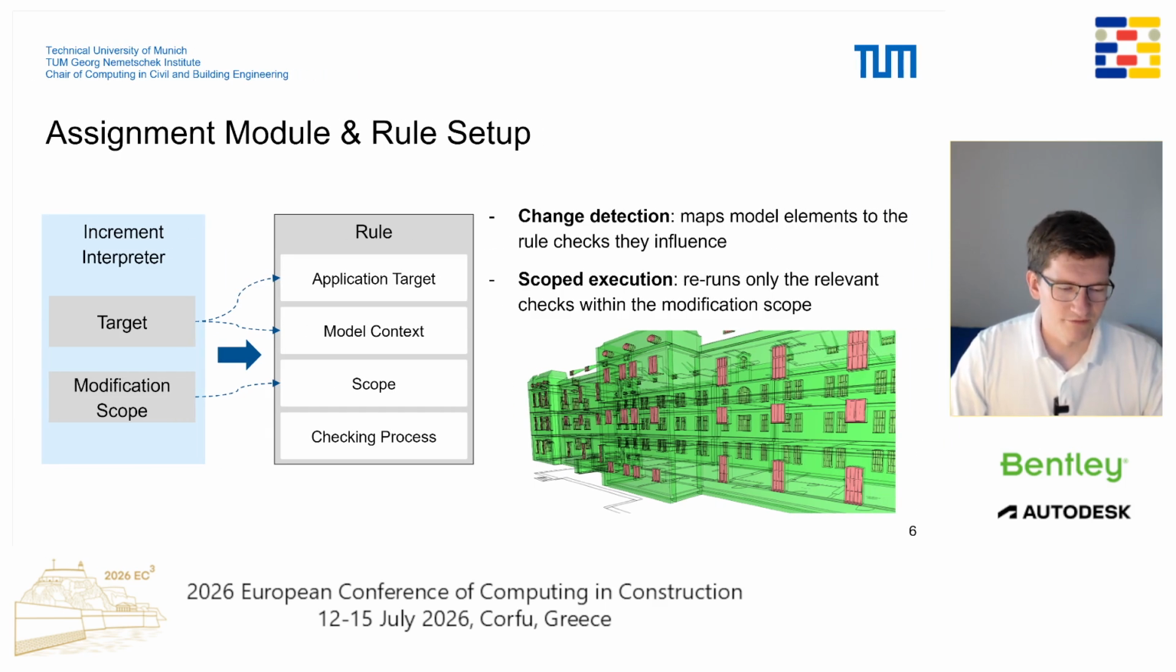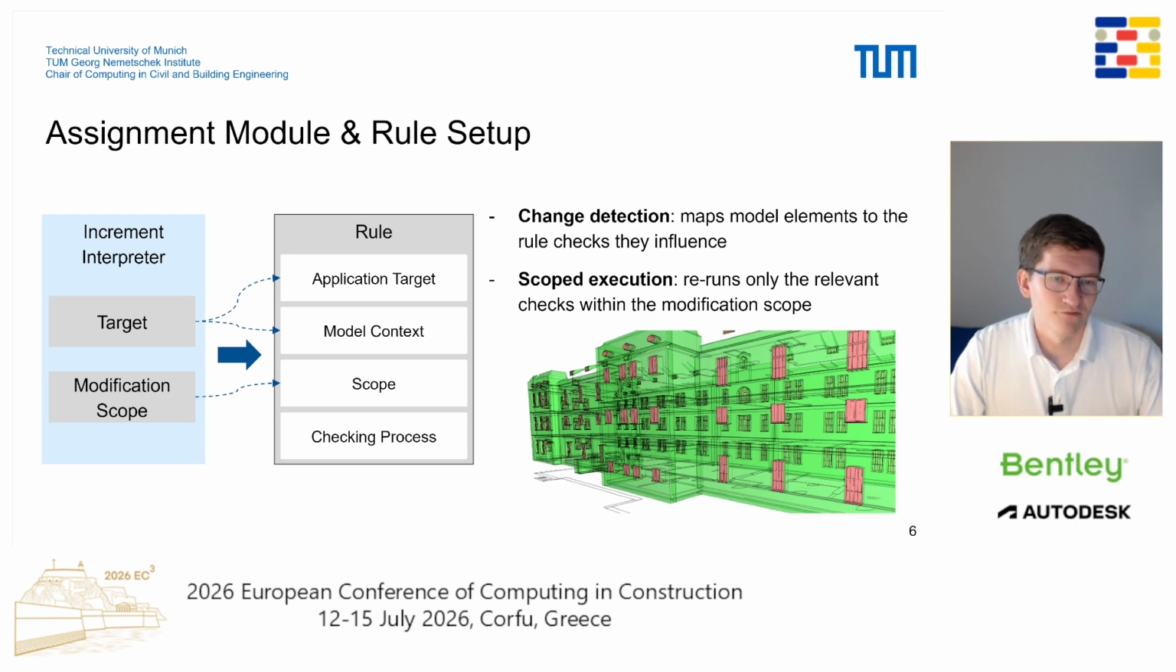So the assignment module is responsible for selecting the rules that need to be re-executed based on the changes that have been performed to the model. So we take the target, so the elements that have been changed, and map them to the so-called application target and the model context of the rule. The application target itself can be understood as like a primary filter. So we can say, well, we have a rule for all the windows, for all the walls, or something like that.